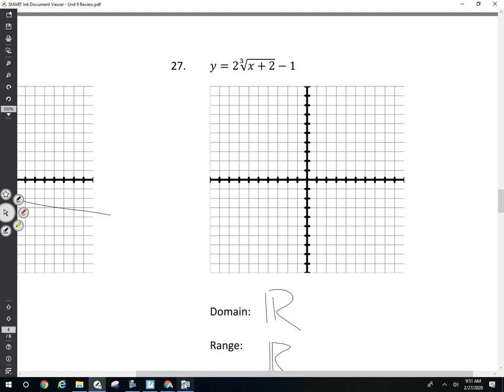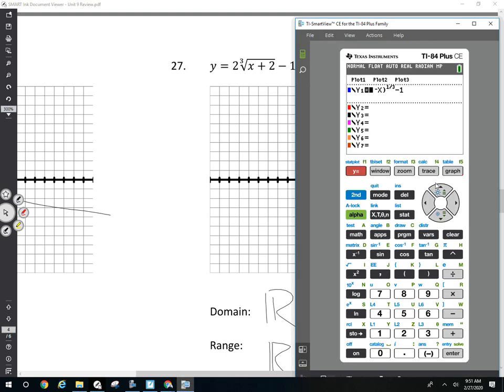I got stuff inside, I got stuff outside. Let's be careful when I'm typing it in. In parentheses, x plus 2, to the 1/3 power. I forgot to add in a 2 before this. Watch a second, insert. Boom, I've just inserted a 2. So if you've never inserted things before, that's how you do it. Second insert, and then you can kind of add stuff.